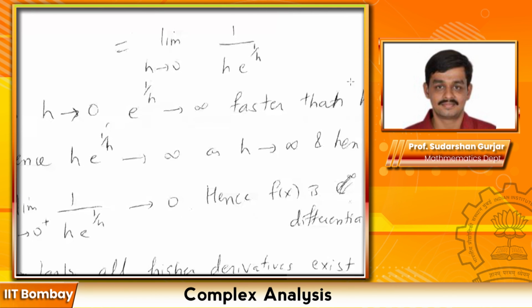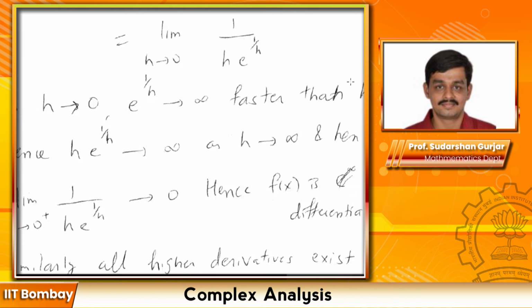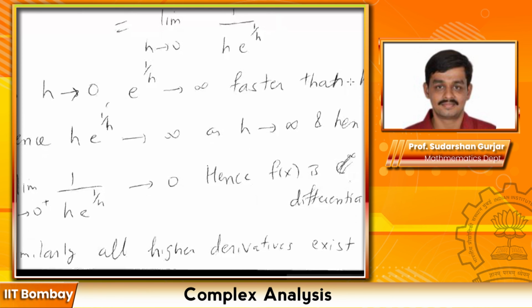There is no real issue of checking differentiability at other points. The only point at which some checking has to be done is at 0, and we have just checked that this limit exists, and so it's differentiable at 0. And similarly, for the same reason, all the higher derivatives will also exist, because instead of h, you will get some higher powers of h, but the exponential function is going to increase faster than any polynomial. So for exactly the same reason, all the higher derivatives will also exist.